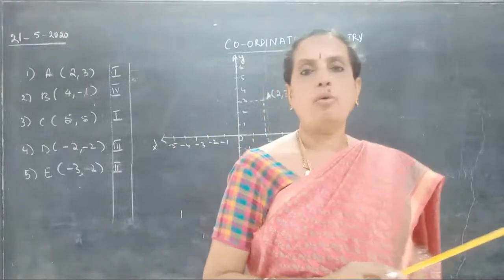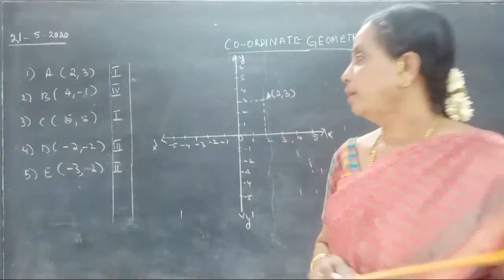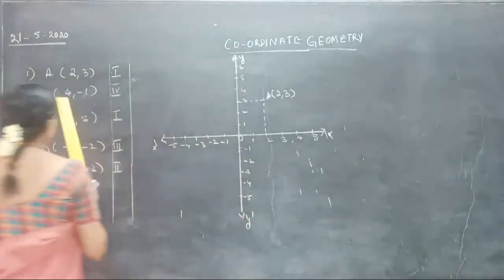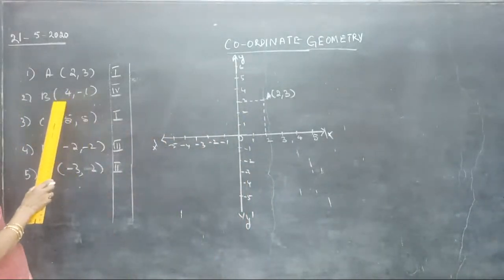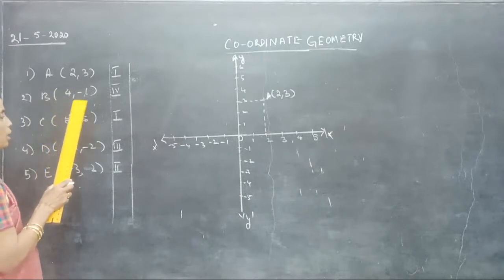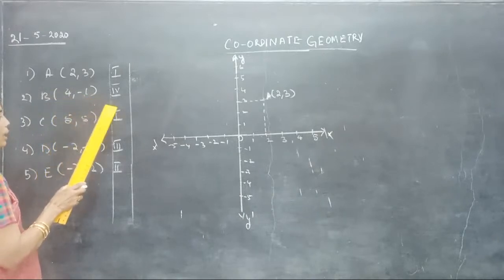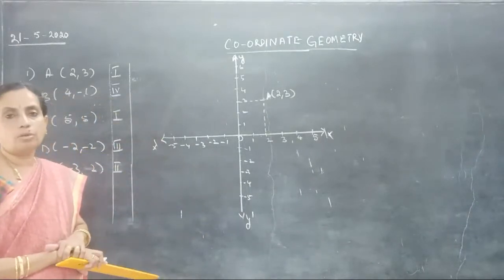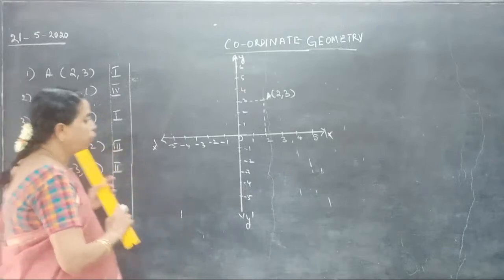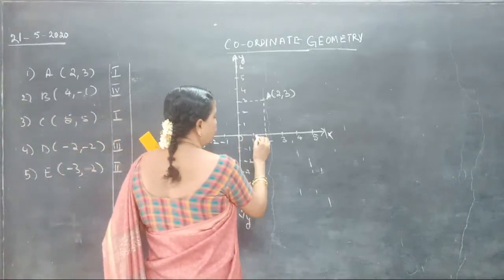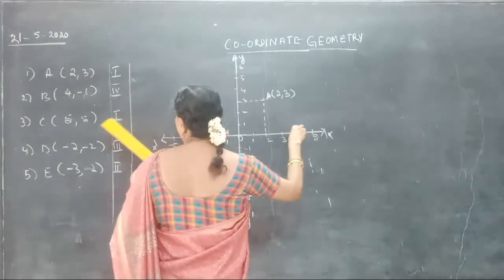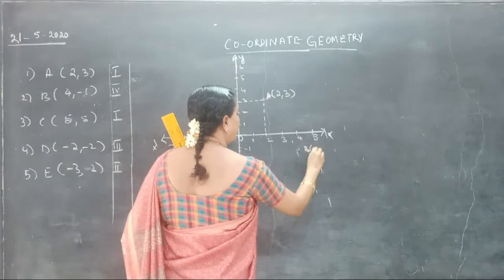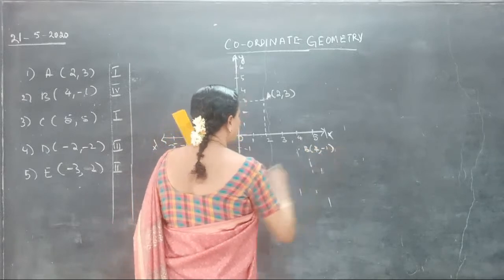After that, we'll move on to the second point, that is 4 comma minus 1. Again, 4 comma minus 1, having x coordinate positive and y coordinate negative, lies in the fourth quadrant. You have to show whether it lies in the fourth quadrant or not. That is, 4 moving positive 1, 2, 3, 4. Negative is there, so you have to come to the down part. Name the point as 4 comma minus 1.